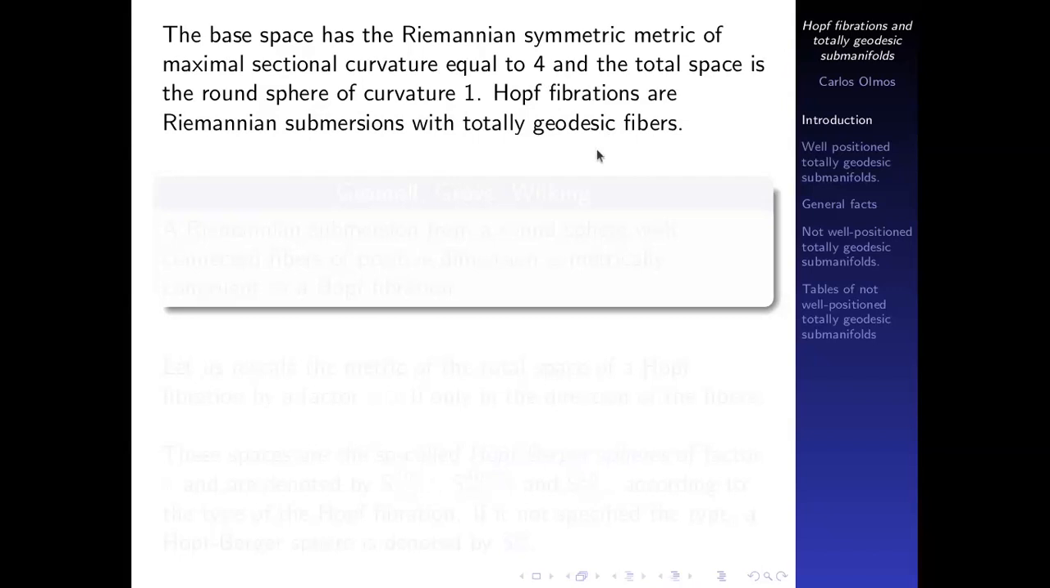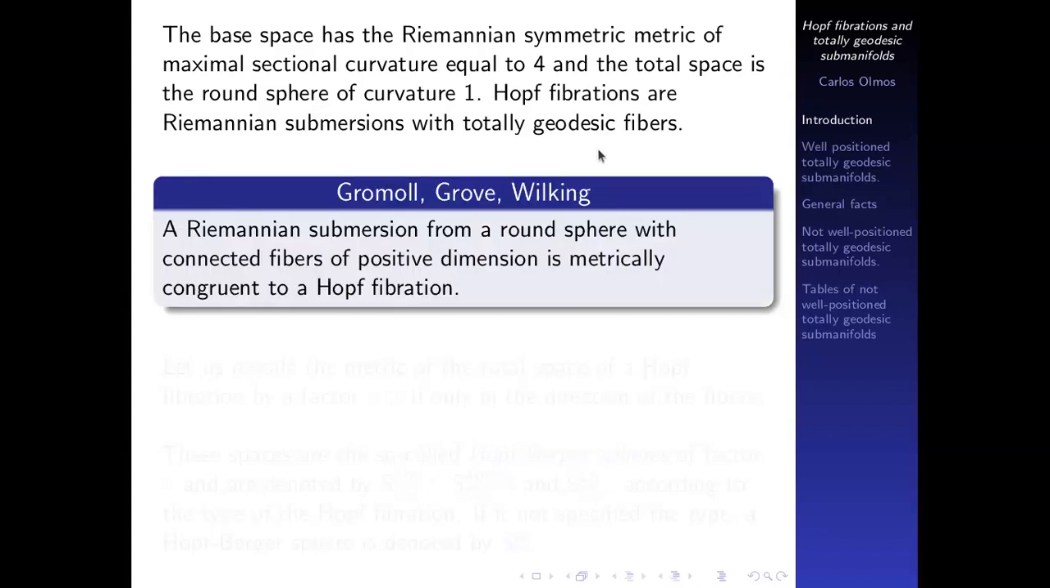Hopf-Bergers are Riemannian submersions and have totally geodesic fibers. In the first two Hopf-Bergers, the fibers are given by the action of a group. In the octonionic case, though every fiber is homogeneous, there is no group action that gives all the fibers at the same time. So, Riemannian submersion from the round sphere.